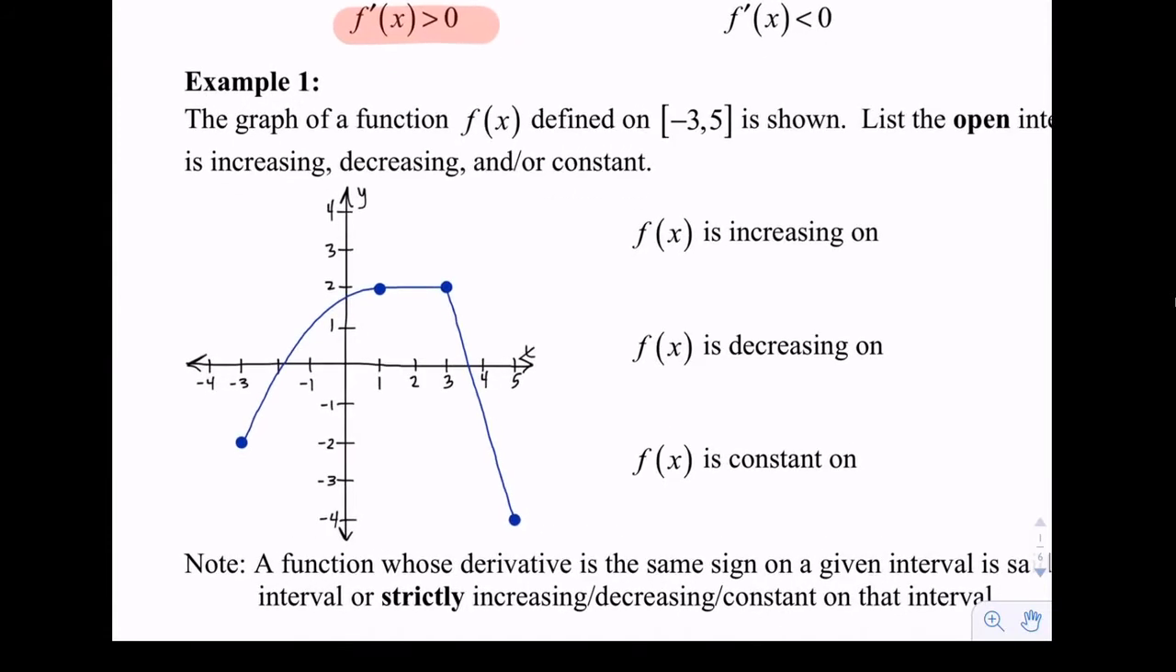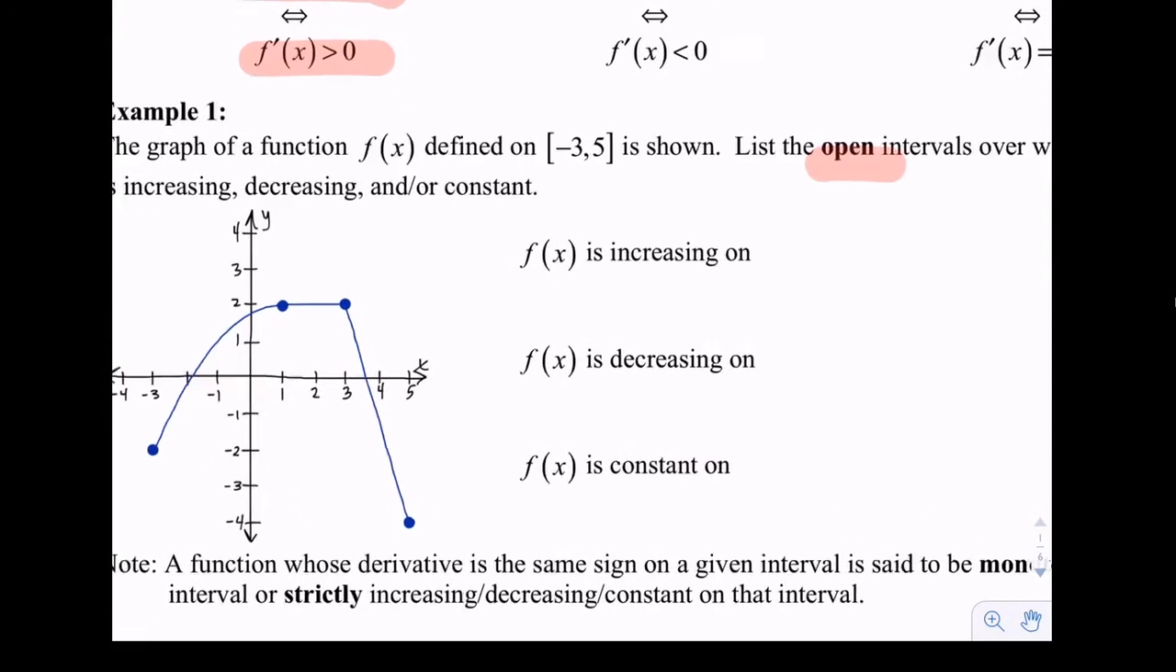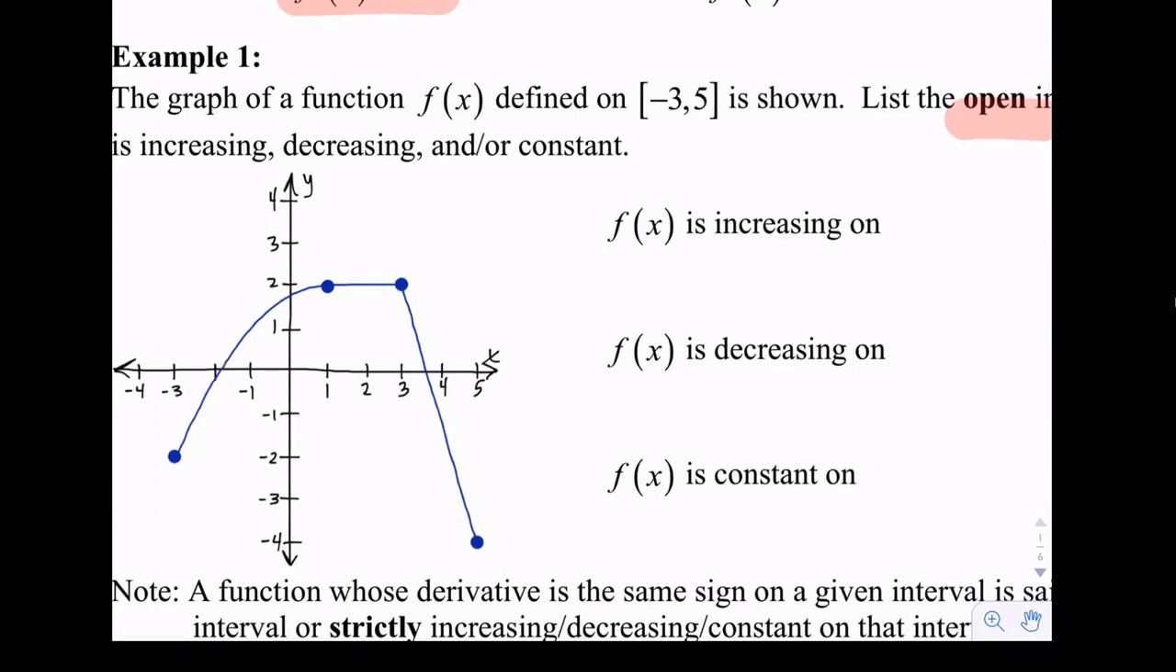All right, very quickly, let's practice. The graph of the function is defined from -3 to 5. List the open intervals, we're not going to worry about endpoints, where the function is increasing, decreasing, or constant. So, very easy. The function is increasing on what open interval? Yeah, -3 to 1. Decreasing on the interval from 3 to 5. And constant on the interval from 1 to 3.